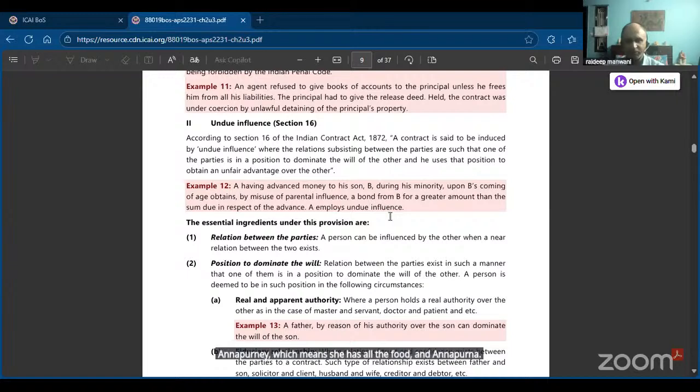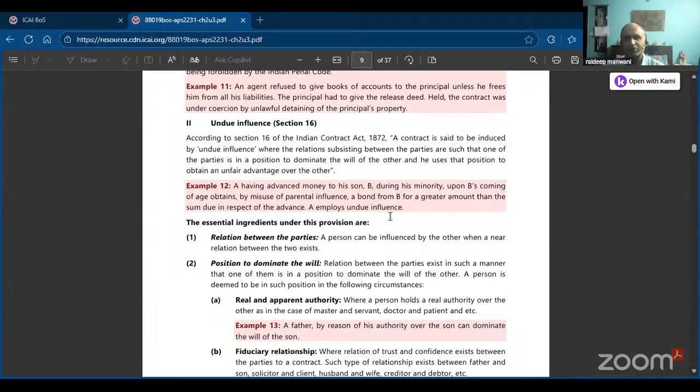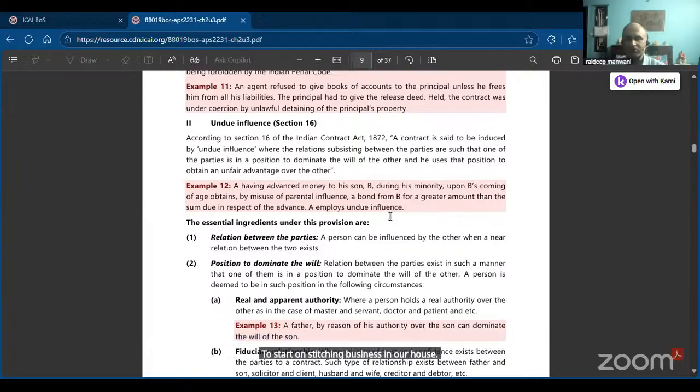But she was very poor. And she was dying of hunger. And she had to borrow some money. She did not have anywhere else to go. So she wanted to borrow some money to start one stitching business in her house, the sewing machine, tailoring cloth and all that, correct or no? How will she live? She can't beg on the road, right?